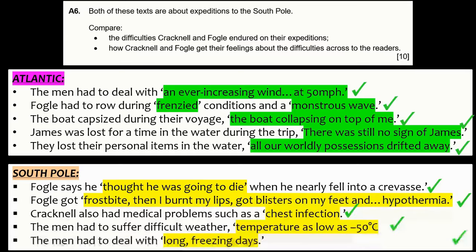So again, all the examiner would do is mark my quotes. Like I say, this would get you 8 out of 10. If you're someone looking for 9 or 10, you could maybe zoom into a few of these quotes. So you could zoom into monstrous and say this shows the wave that was on Fogel was dominating and intimidating. You could maybe zoom into the word frenzy and talk about it being like the conditions were very manic and intense.